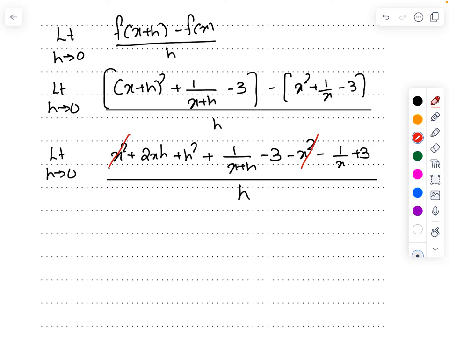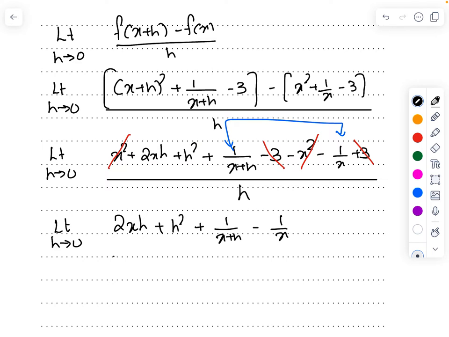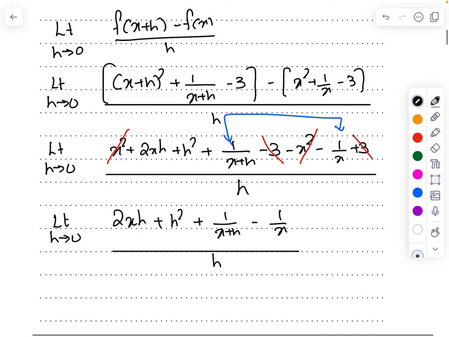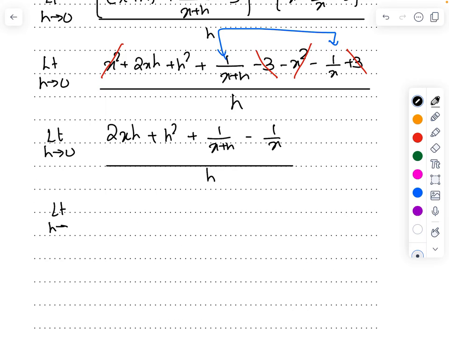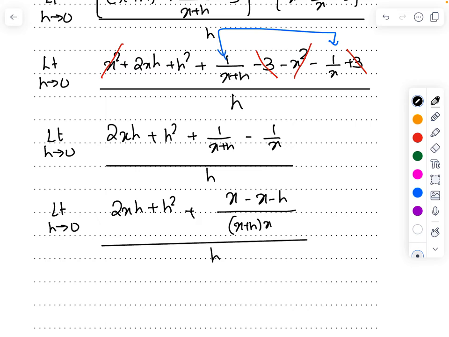x squared cancels, plus 3 minus 3 cancels. Then I combine these two fractions. So it becomes limit h approaches 0, 2xh plus h squared plus 1 upon x plus h minus 1 upon x, divided by h. So limit h approaches 0, 2xh plus h squared, the common denominator is x plus h times x, divided by h.